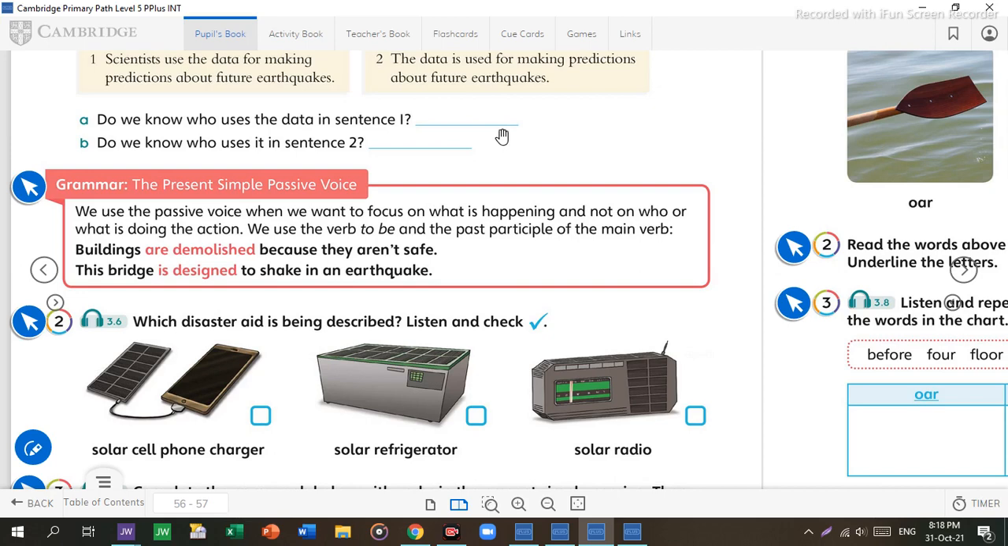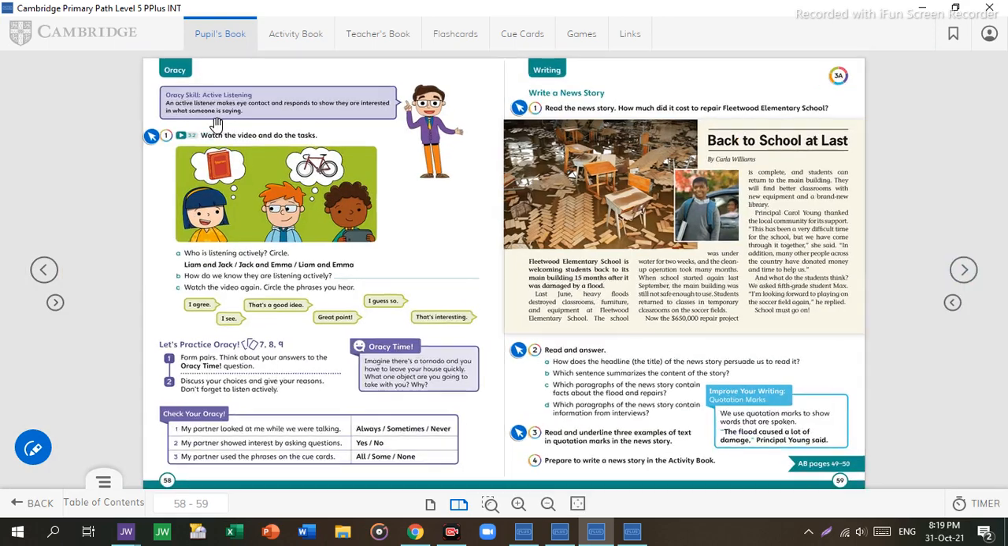So the key for this passive voice is the object is at the front. And then we use the to be and then the verb three. Okay? Always like that. The object, to be, verb three. Object, to be, verb three. Okay? It's passive. Passive, we need to use the verb three. Okay? Now let's move on to the next one, which is about oracy.